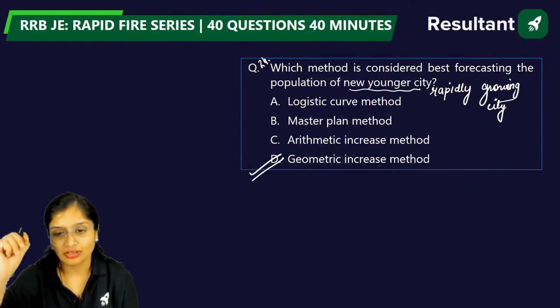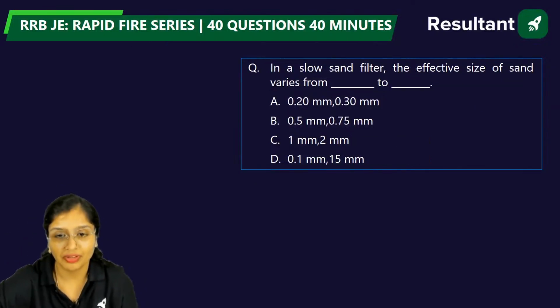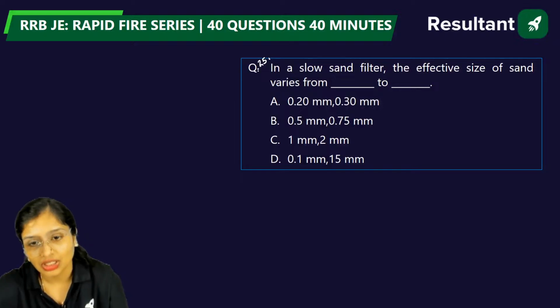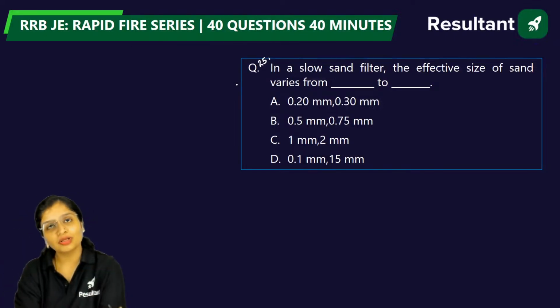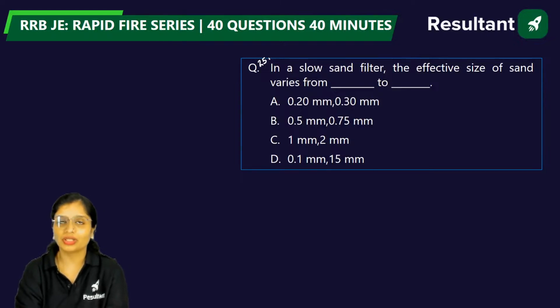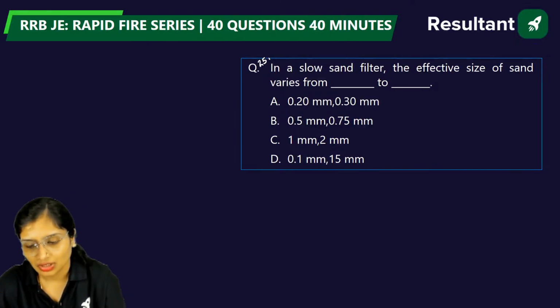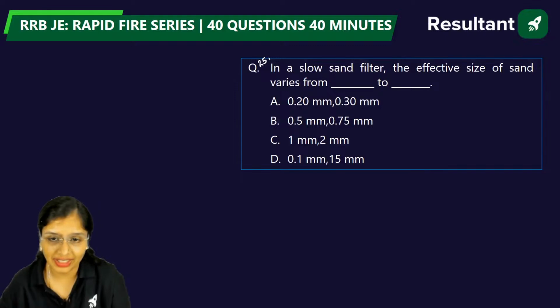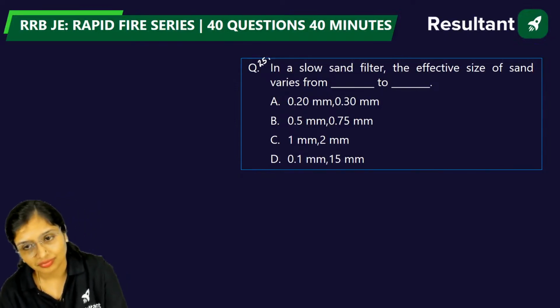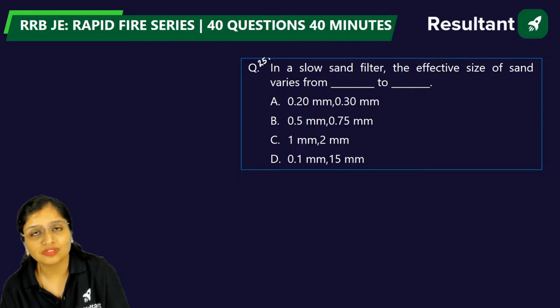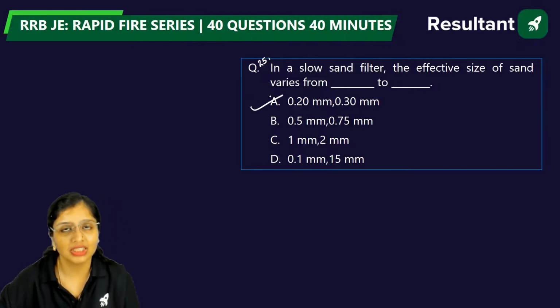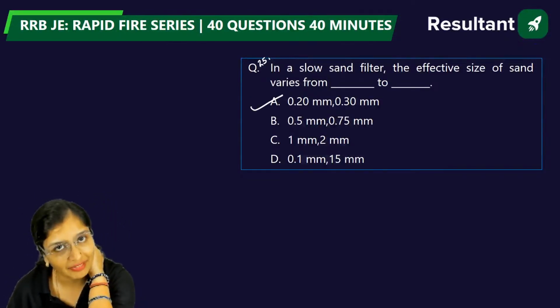Okay, clear? Now, question number 25. Now this is a database question. In a slow sand filter, because the rate of filtration is less as compared to that of a rapid sand filter, the effective size of sand will vary from what to what? The size of the sand particles will vary from 0.20 mm to 0.30 mm, because the particles are finer as compared to those of the rapid sand gravity filters.